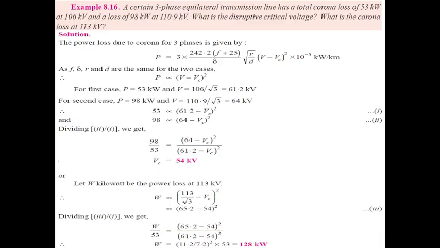So next, to calculate the corona losses at 113 kilovolt, the new phase voltage is found as 65.2 kilovolt. Again, using the proportional relationship, we can find a new value for W. So this example shows how corona losses increase rapidly as the operating voltage rises above the disruptive critical voltage.